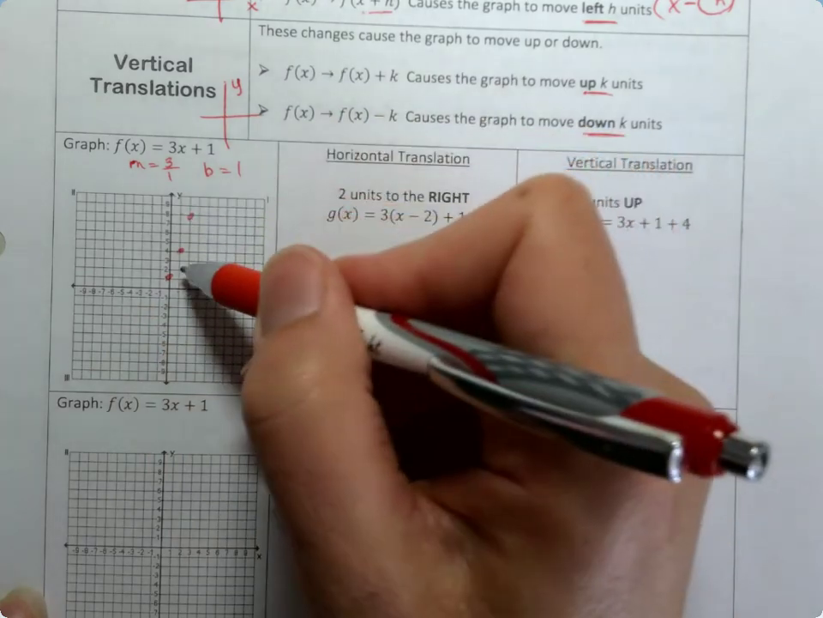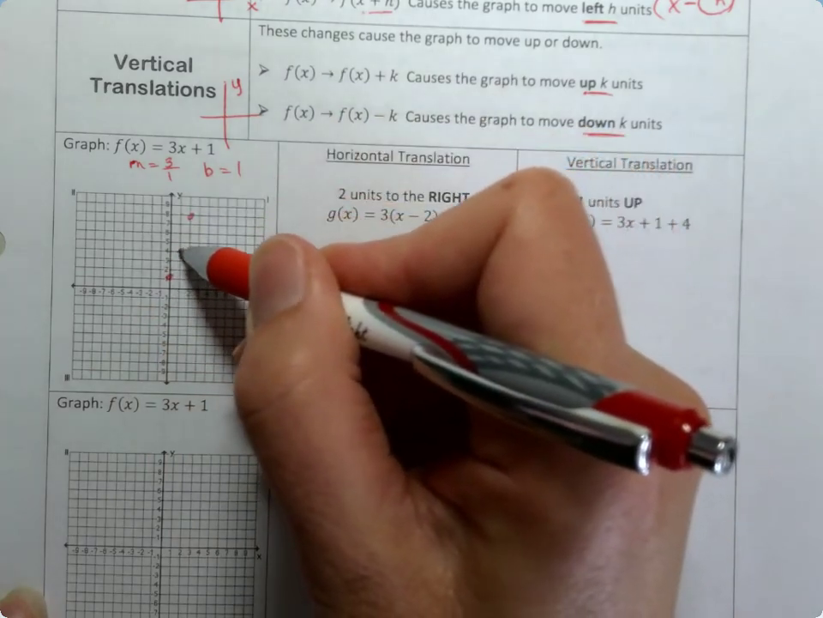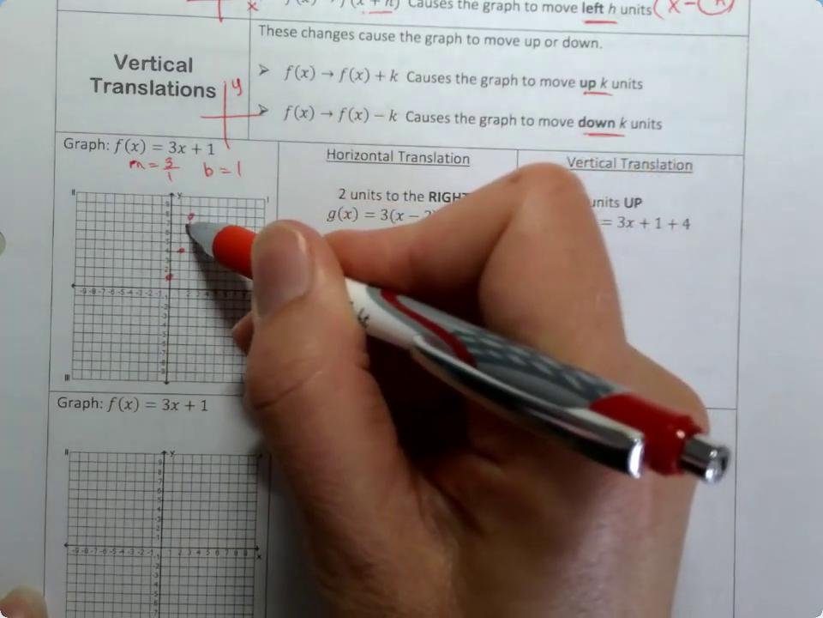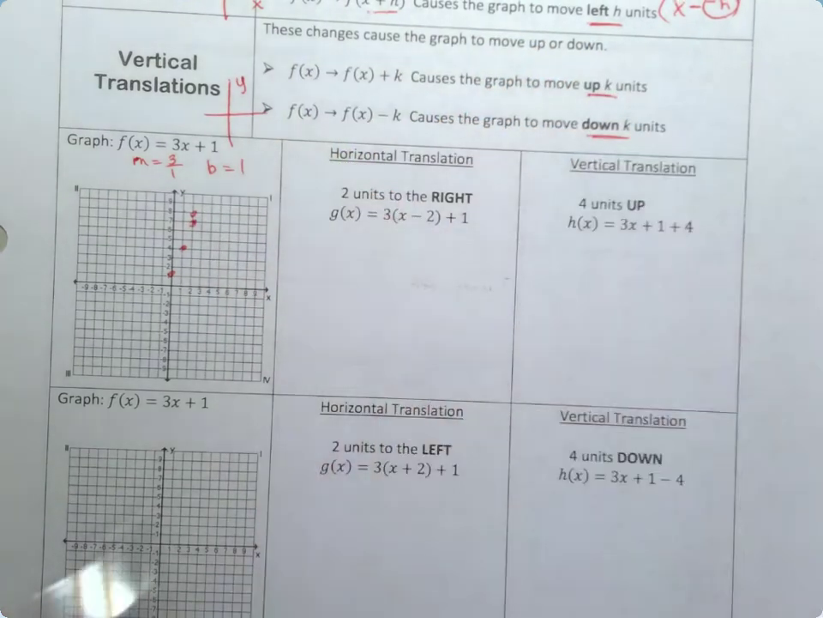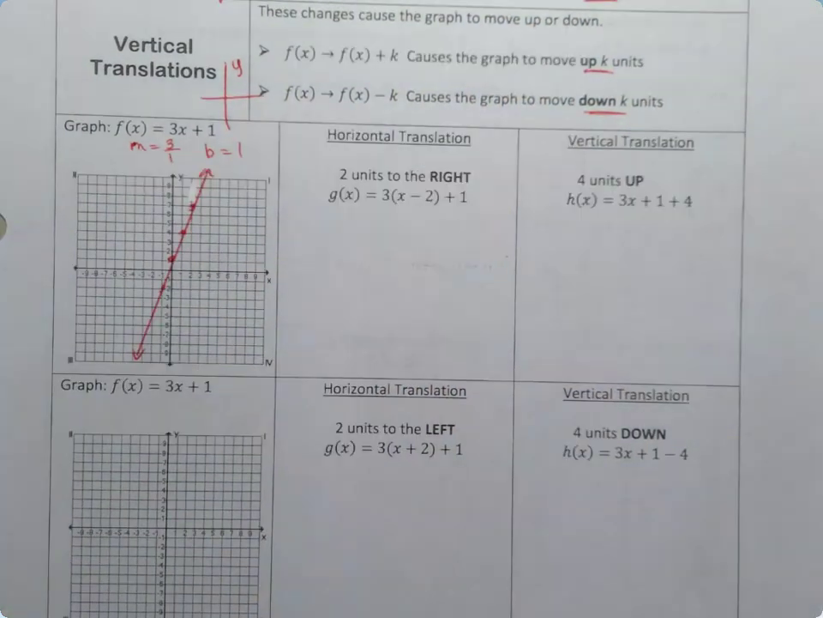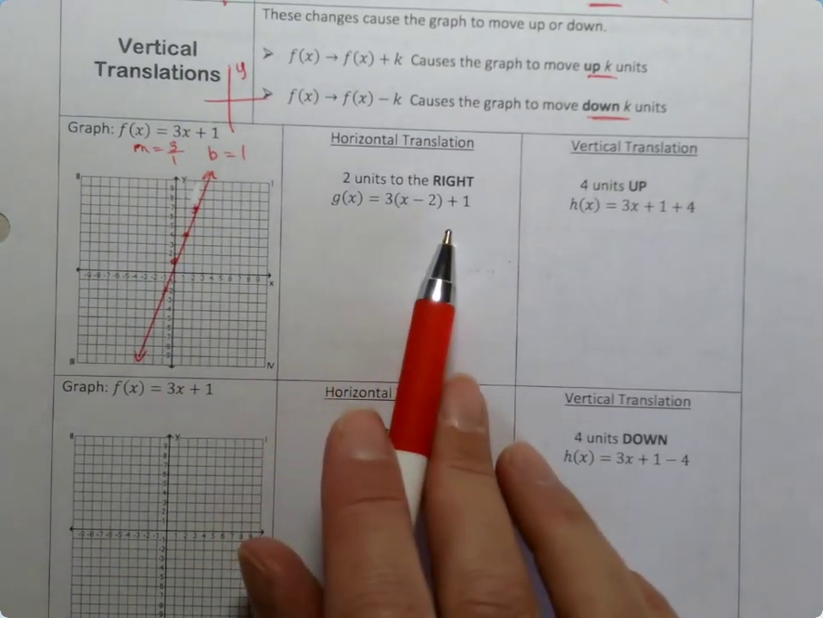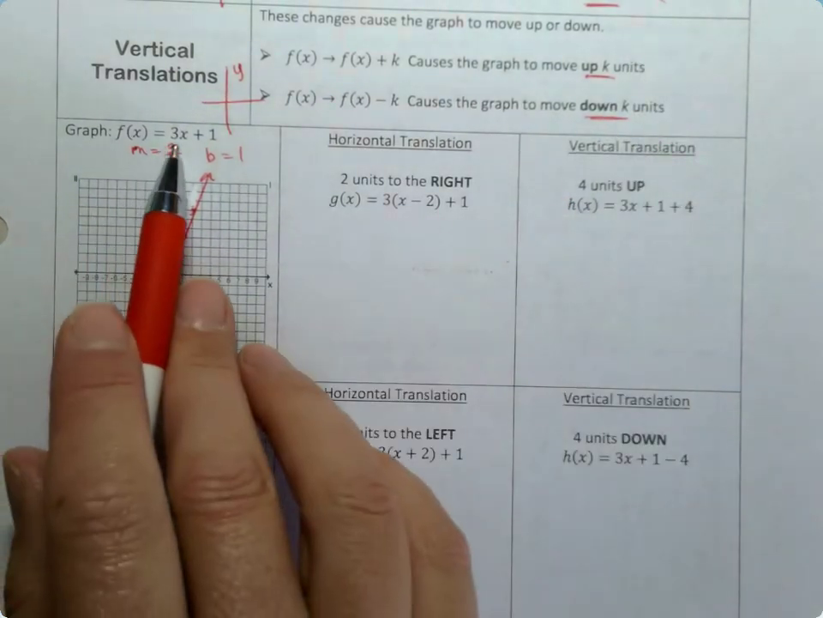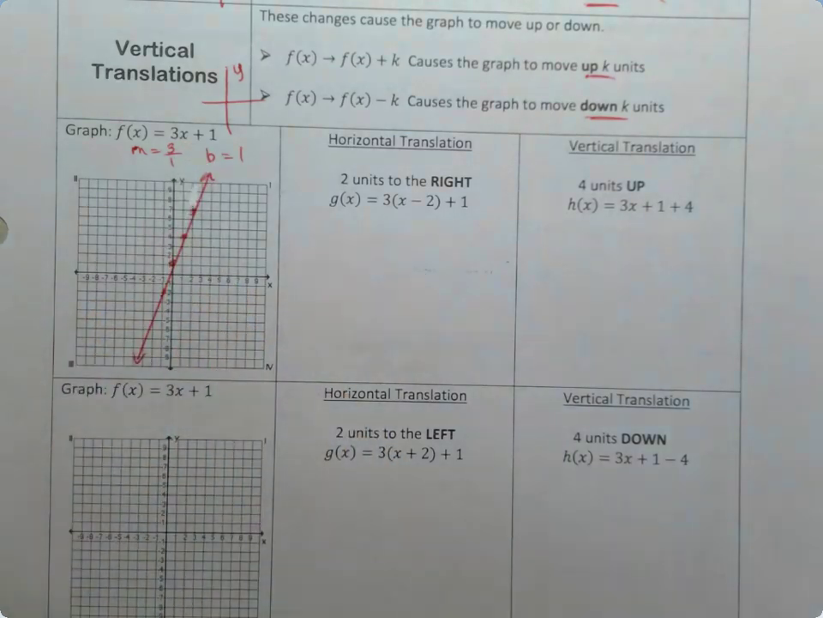I think I just did not write 1, 2, 3. Okay, ignore that point up there. And then sketch in your graph. All right, now, if you look at this, the original function was 3x plus 1. What has changed?